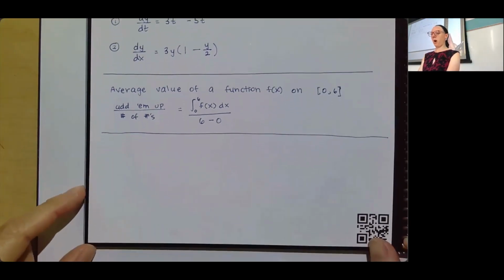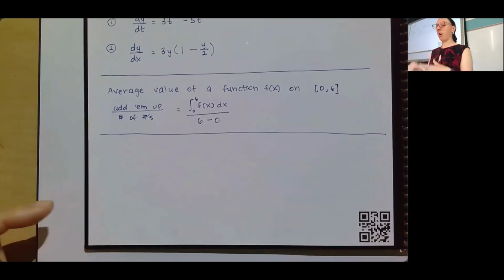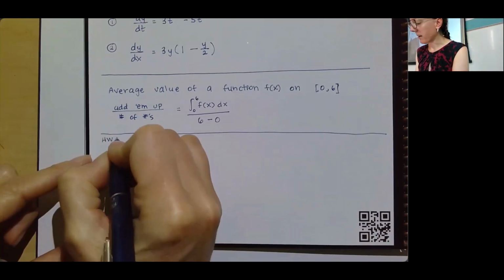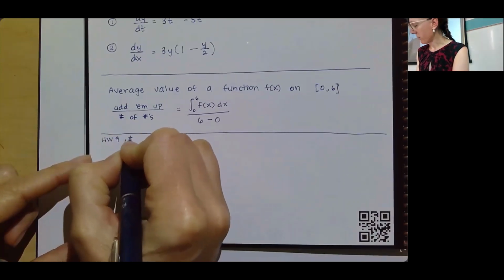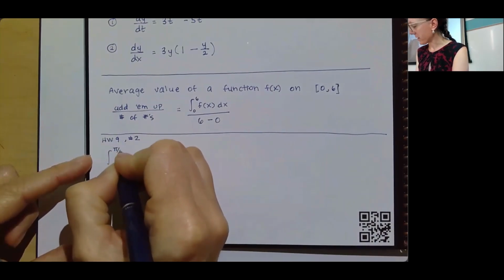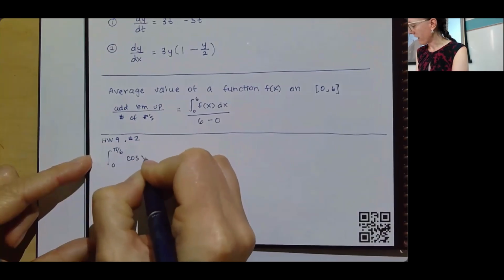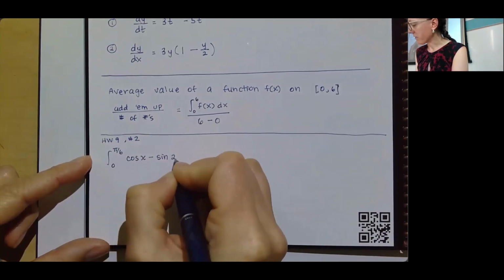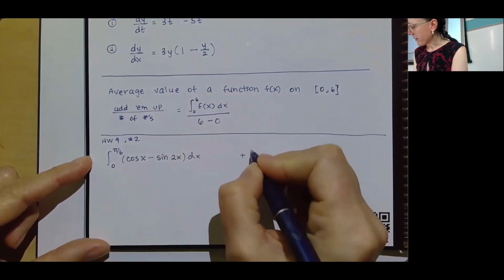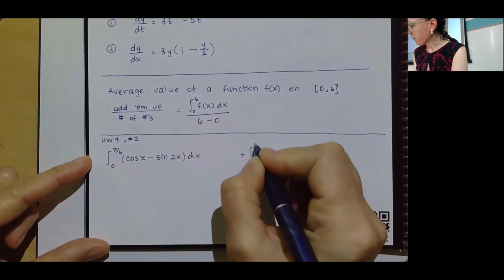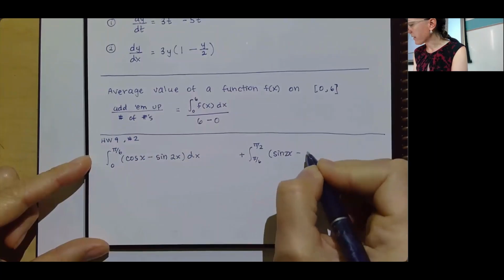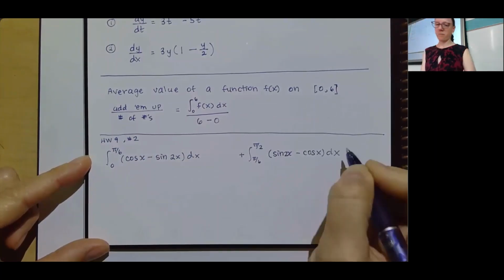So I'm not going to redo the whole problem, but I'm going to start off where we ended on Tuesday. So again, this is homework set 9, number 2. And we got to the integral from 0 to pi over 6 of cosine of x minus sine of 2x dx, plus the integral from pi over 6 to pi over 2 of sine of 2x minus cosine x dx.